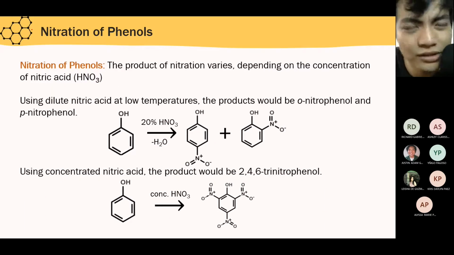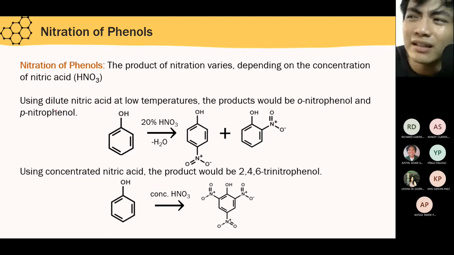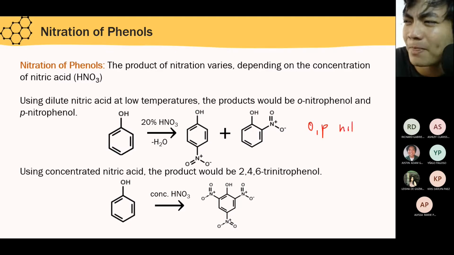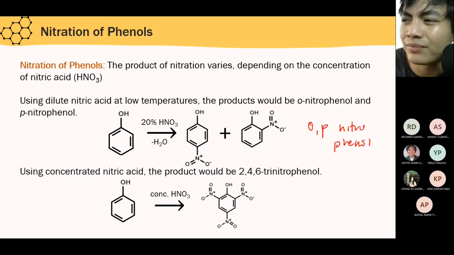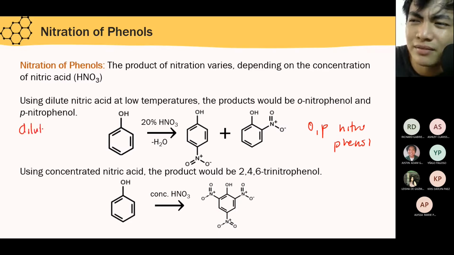Next one. We have the nitration of phenol naman. So in the nitration of phenol, very similar lang din with the nitration reaction. The nitration of phenol produces ortho para products. Okay, so you could either have an ortho or a para nitrophenol. Okay, so yan. So that will happen if you have dilute nitric acid and low temperature.